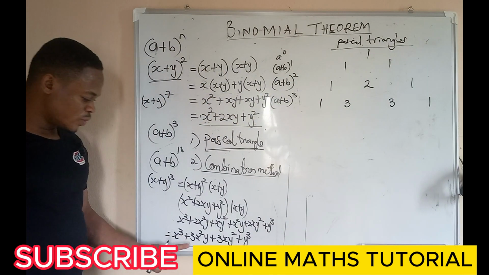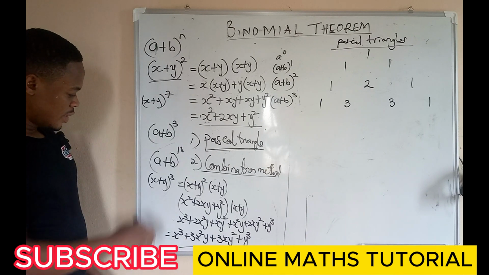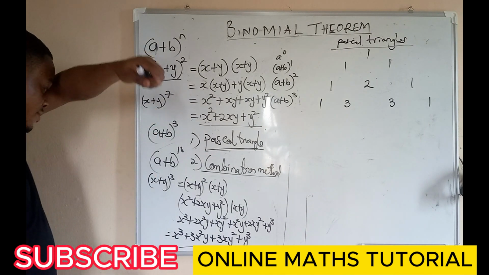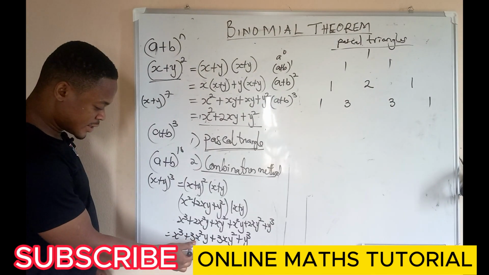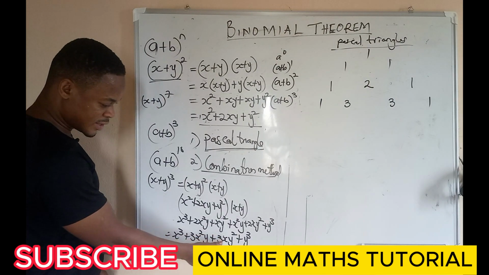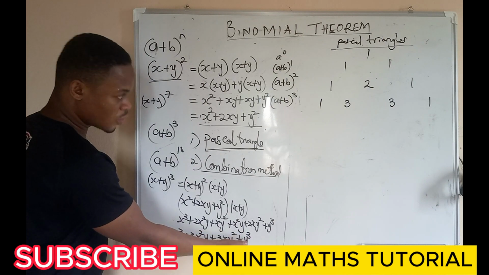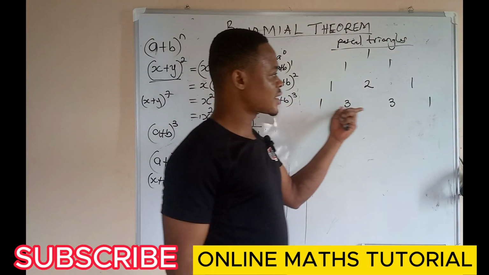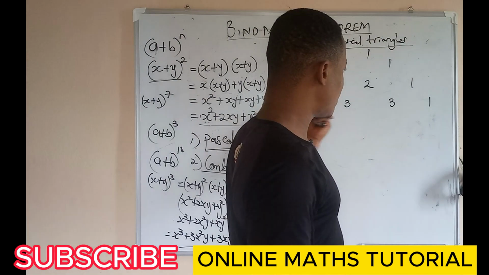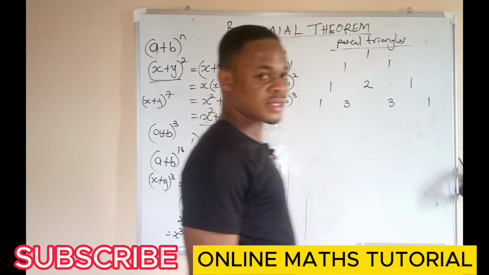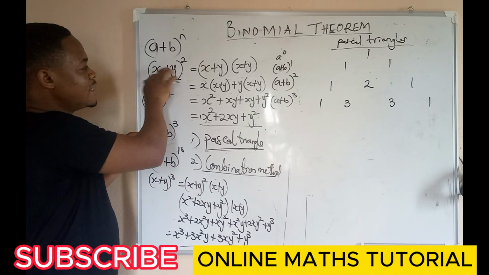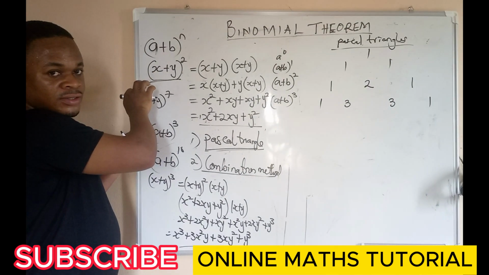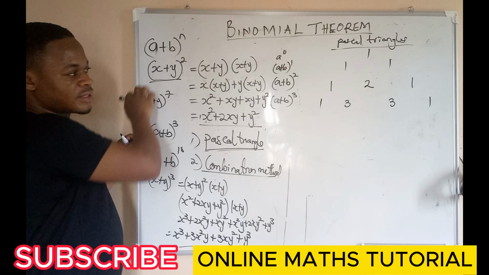If you look at the expression which we solved here, x plus y raised to the power 3, the coefficient here is 1, the coefficient here is 3, the coefficient here is 3, and the coefficient here is also 1. So this Pascal triangle shows you how the coefficients will look. This is especially when you have only letters.